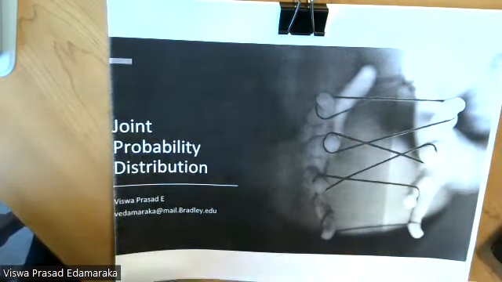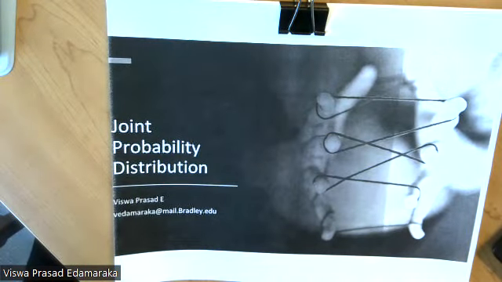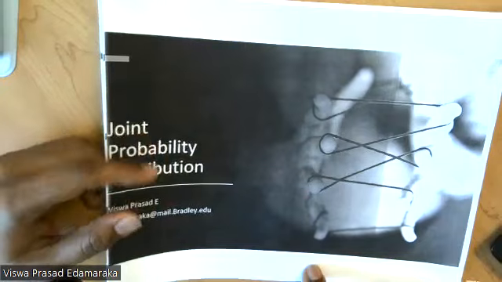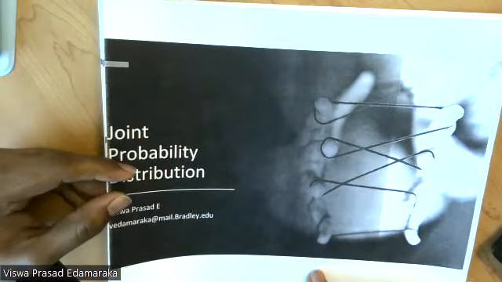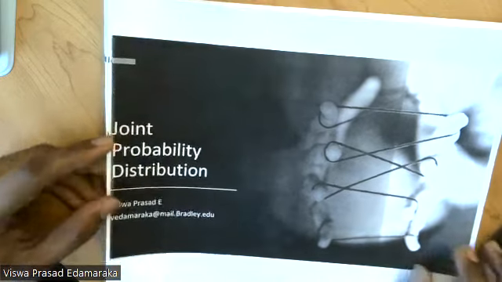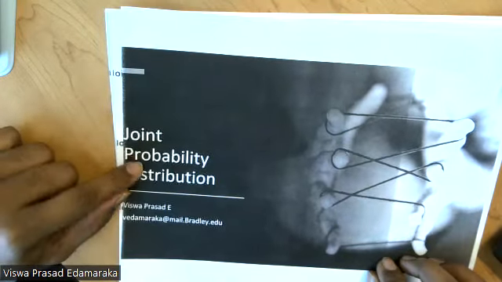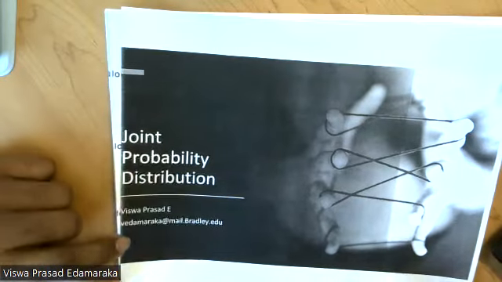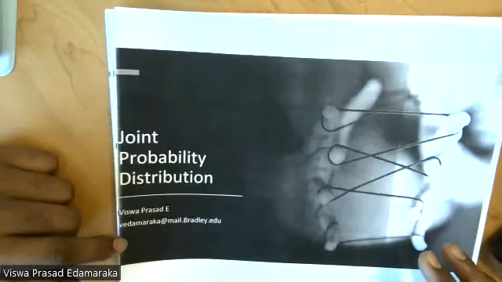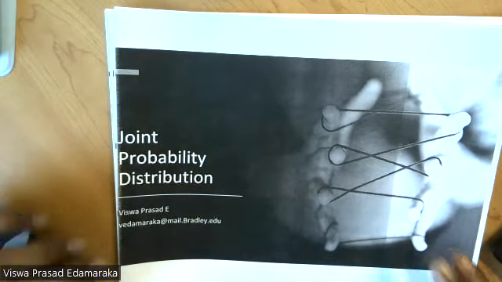Hello everyone. Now we'll see joint probability distribution, chapter 5. It is a very important chapter in probability, and it needs some knowledge of integration as well. The name says joint probability distribution. The distribution has a link with other random variables.